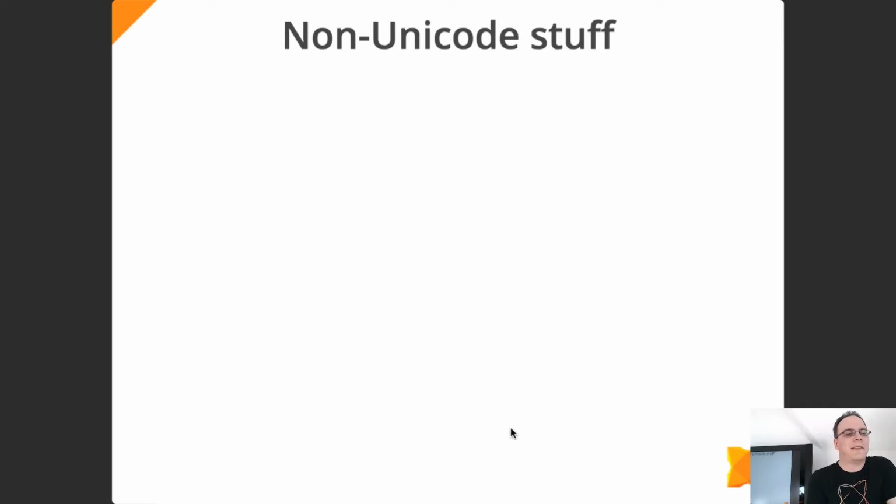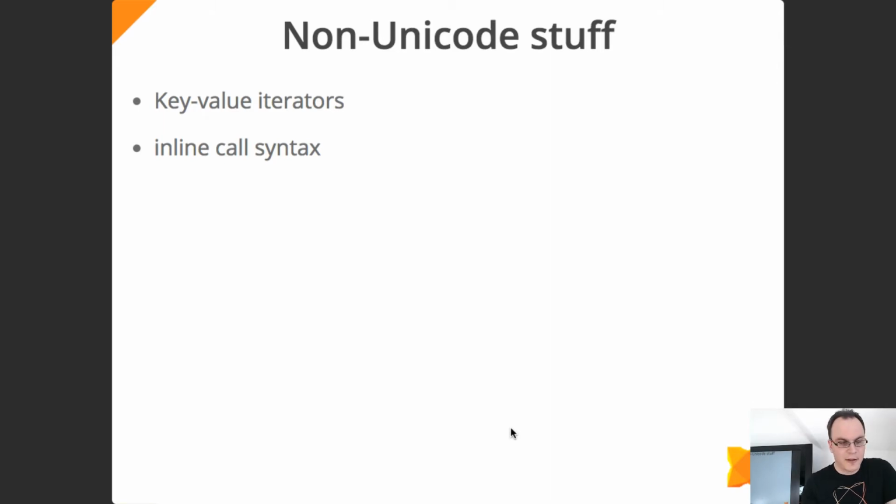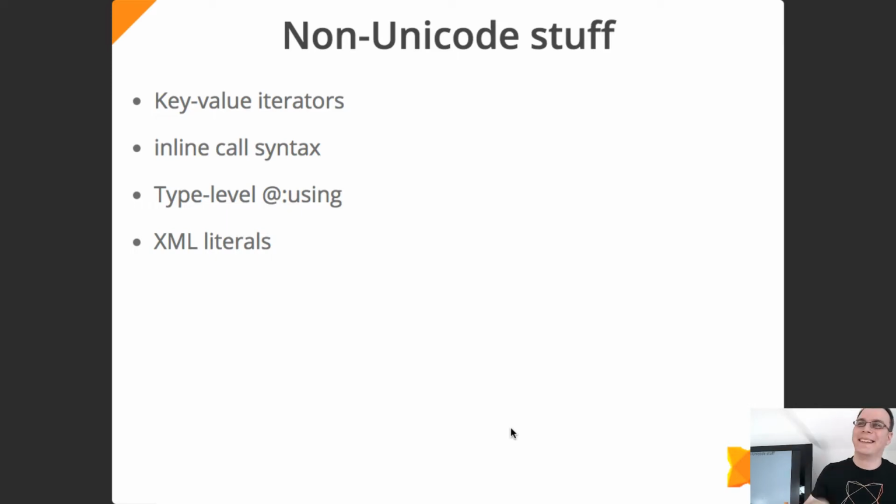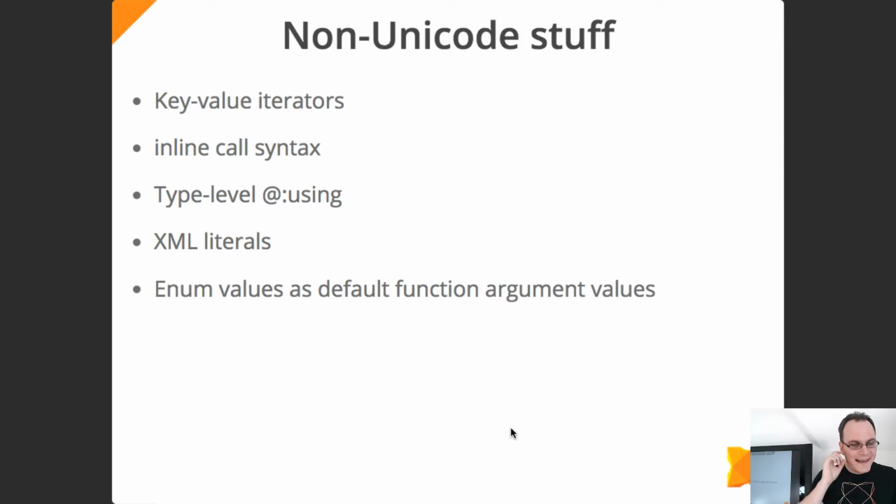So let's talk a bit about non-Unicode stuff, just to relax. Key value iterators is one thing I'm going to talk about, and inline call syntax is another new feature I'm going to talk about, which we kind of sneaked in. Then type level using, this is actually a really good one. And XML literals, which are also a thing now. And then enum values as default function argument values. I couldn't find a short way to express this, but I'm going to mention that as well.